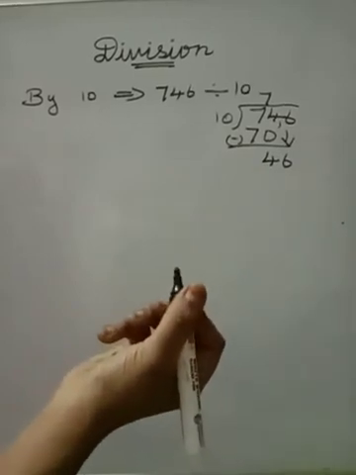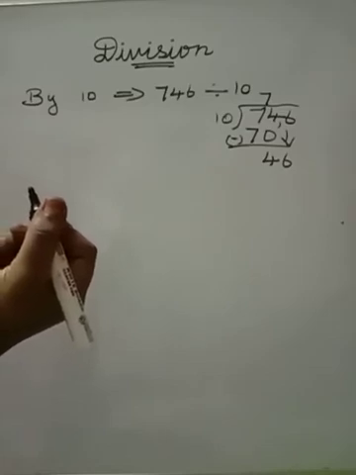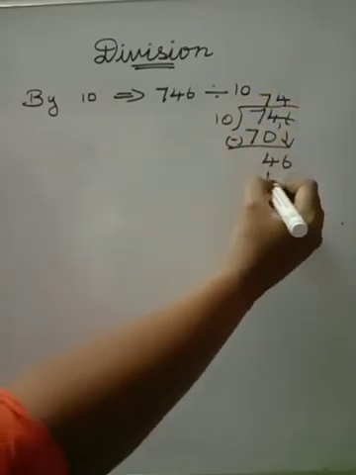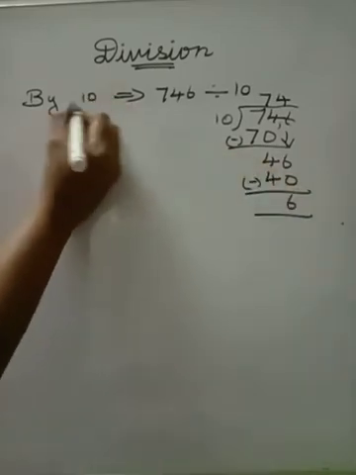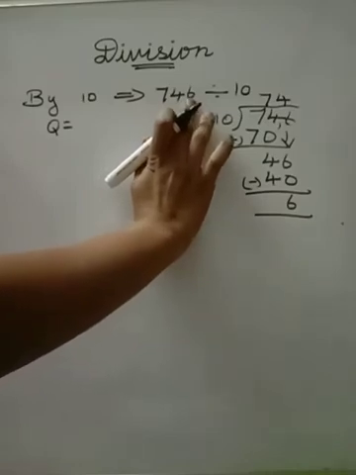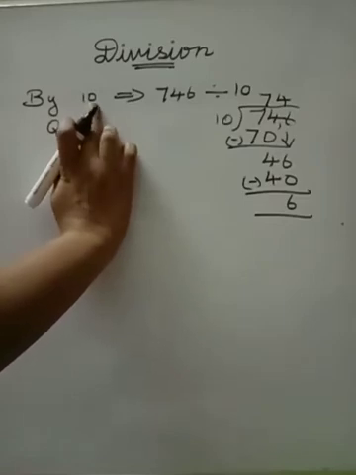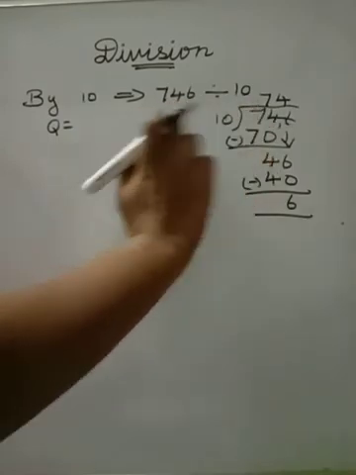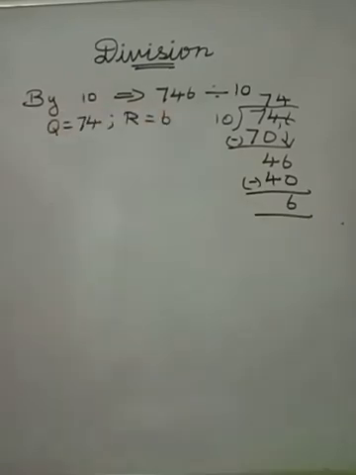Now 46. How many times? 10 fours are 40, 10 fives are 50. So 50 is the biggest number, and before that the smallest is 10 fours, 40. So here the remainder is 6. When you are dividing a number by 10, what happens? Leave the last digit. The last digit will be the remainder, because you have only one 0. So from the last, the ones place is the remainder, and the remaining number is the quotient. Here the quotient is 74 and the remainder is 6.